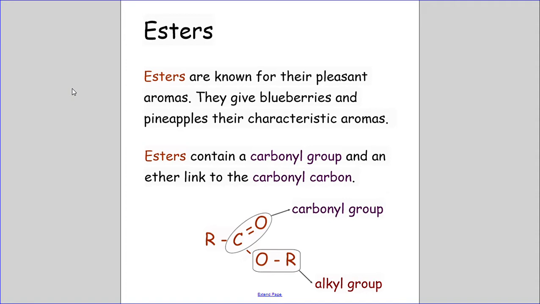Esters are known for their pleasant aromas. They give blueberries and pineapples, for instance, their characteristic smells. Esters contain a carbonyl group again, but this time it's linked with an oxygen and then it carries on with a carbon chain. So we have this double bonded oxygen, which is our carbonyl group, to the carbon, but then we have another oxygen followed by a carbon chain. So there's two oxygens in this one. One's double bonded to a carbon, that's the carbonyl group, and then the other one starts another branch.